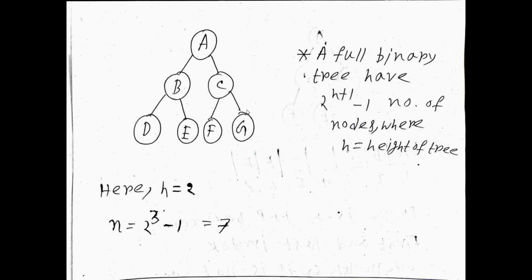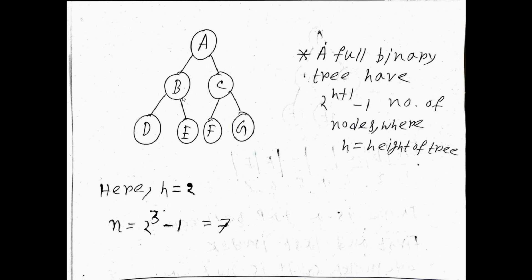Now, there is another rule for finding whether a tree is a full binary tree or not. The rule says that a tree is a full binary tree if the tree has 2 to the power h plus 1 minus 1 nodes, where h represents the height of the tree. For example, what is the height of this tree? How can I calculate the height? Longest path or maximum edges. Calculate the edges.